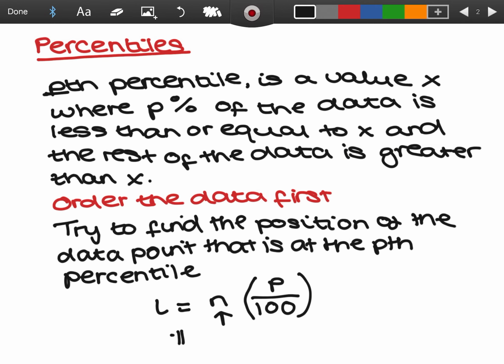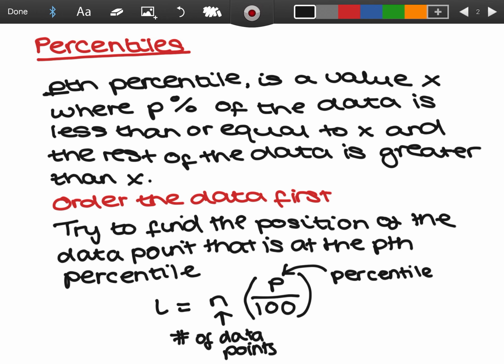So n is the number of data points, and p is the percentile that I am looking for. As I said, let's say you're looking for the 20th percentile, p would be 20. Now you've got two different scenarios here. This value can come out to a whole number, or it may come out to a decimal. You are not always guaranteed a whole number when you calculate this location.